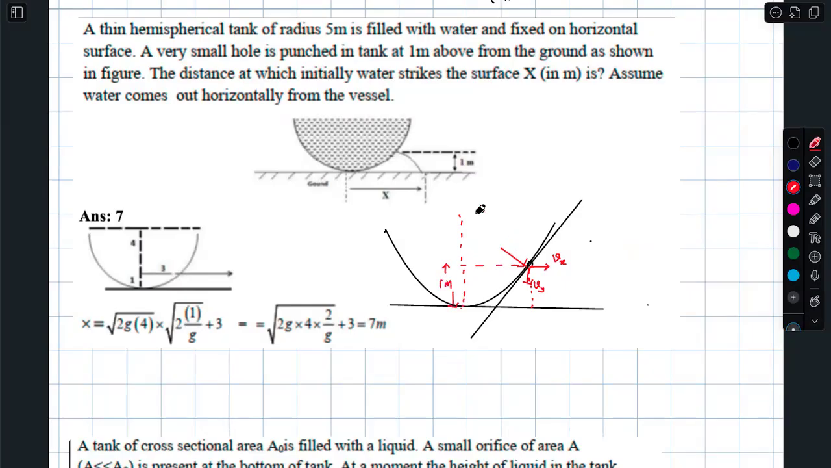Radius 5 meters, which clearly implies if this is 5 meters, this is 4 meters, this angle is 53 degrees. Right? This angle is 53 degrees. This is 3 meters. So this is 3 meters. Done. You want range in this case. Now see what is the time taken here first. You are dropping it from 1 meter height.